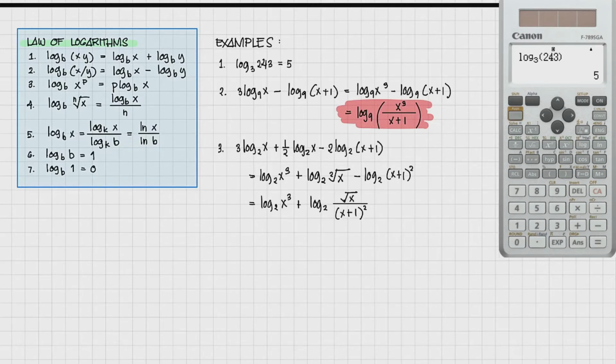And then let's combine the first term. We're going to combine these two terms, so let's rewrite that. I think we could fit this in. We're going to use the first law.